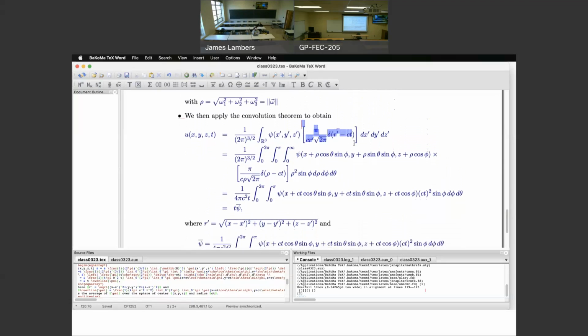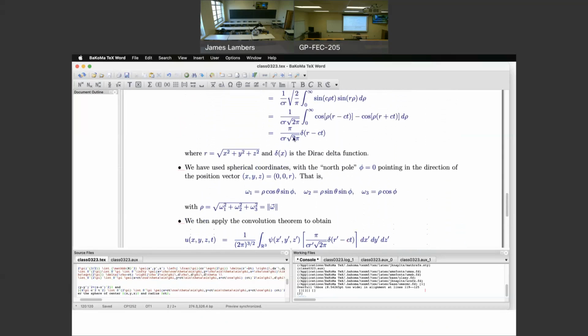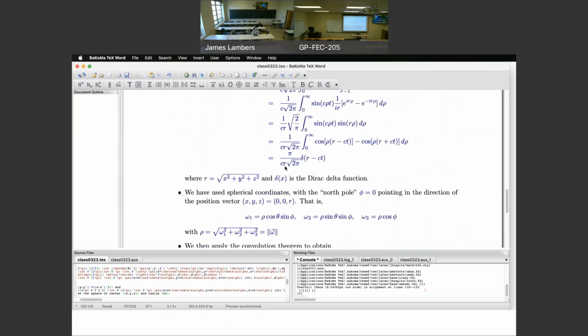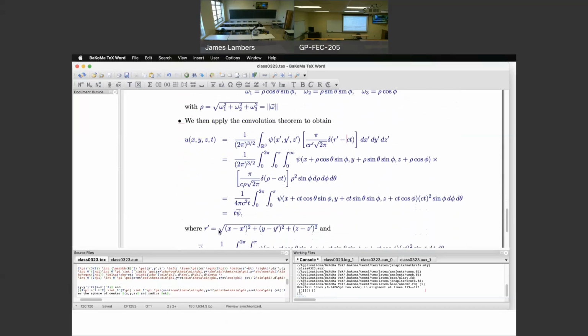This part in the square brackets has to be a function of x minus x prime, y minus y prime, z minus z prime, because it's a convolution. And because from this formula, r is the magnitude of that vector argument, in this case, I define r to be that magnitude, just so I can express this more compactly.